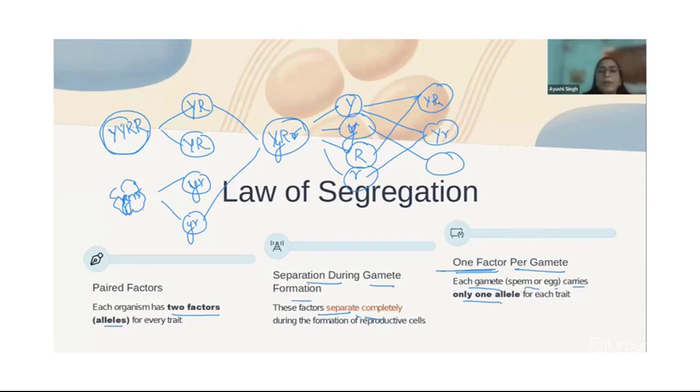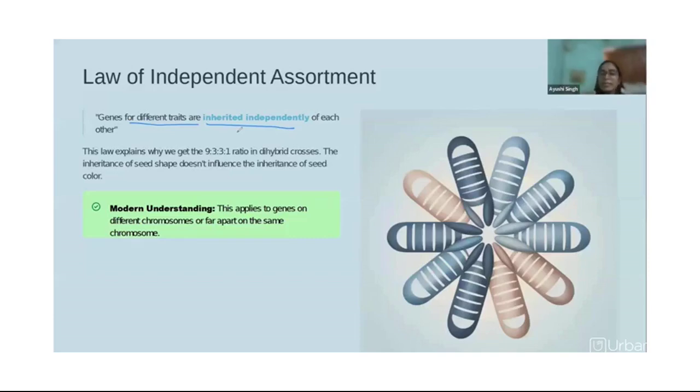So now comes the law of independent assortment. Genes for different traits are inherited independently. That is what I was telling you. So it is not supposed to be that if a seed is yellow in color, it has to be round also. It can be yellow and wrinkled. It can be round and yellow. It can be wrinkled and green in color. So this is what it explains.